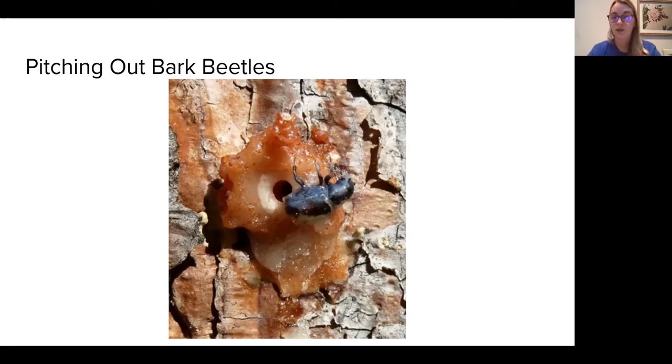It's called pitching out, and trees will use their sap or their pitch to push the bark beetle out of the tree. You can see in this photo, this is a bark beetle that's getting stuck in the sap or the pitch from the tree, and the tree has effectively pushed it out and gotten rid of the beetle. So trees do have mechanisms for dealing with what we call stressors. They stress the tree out, and the trees have a way of dealing with that.